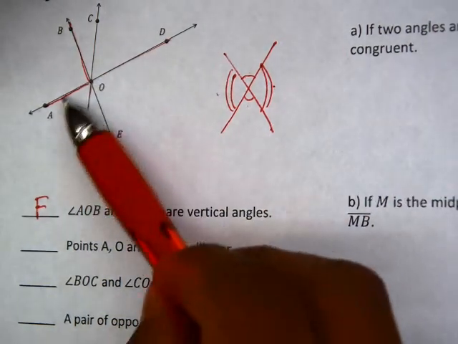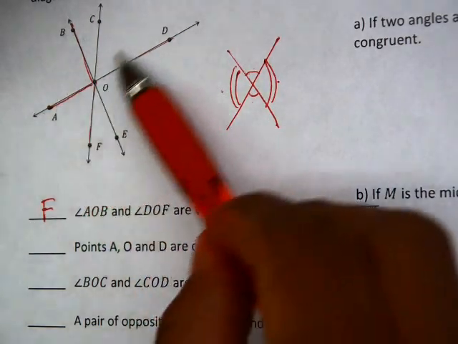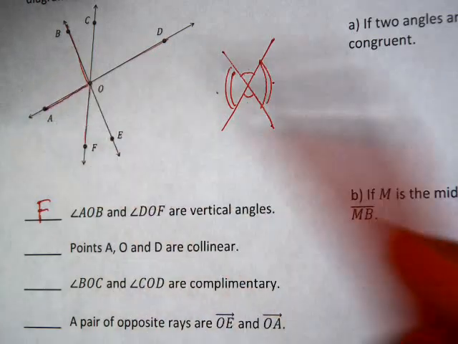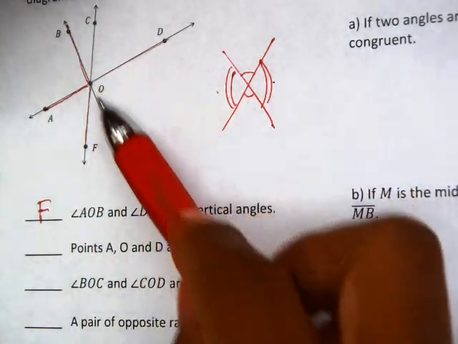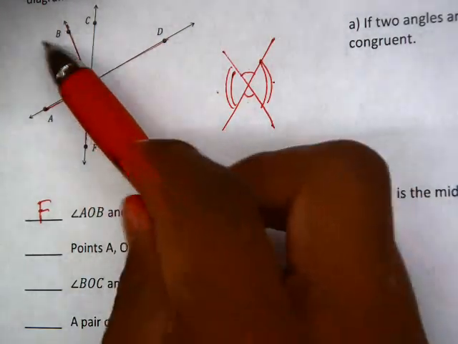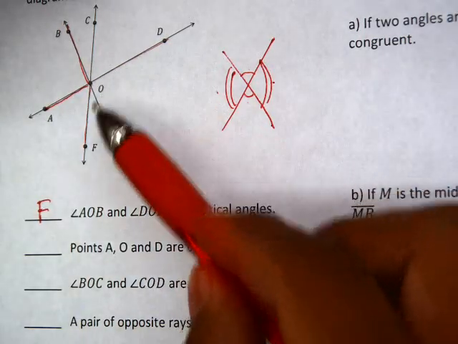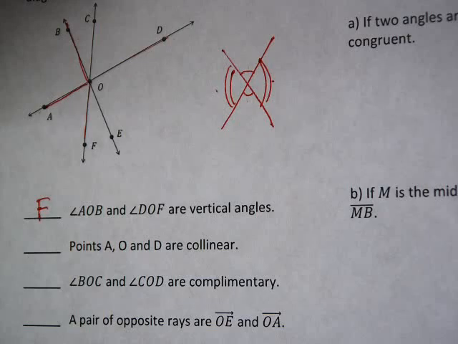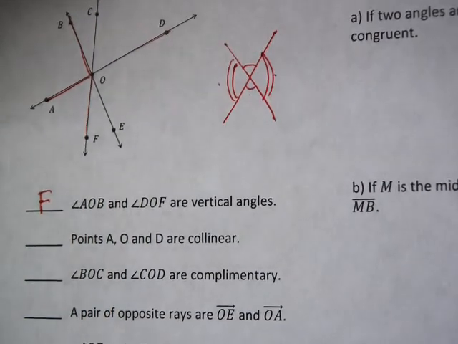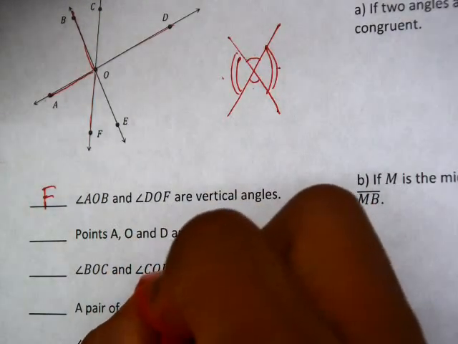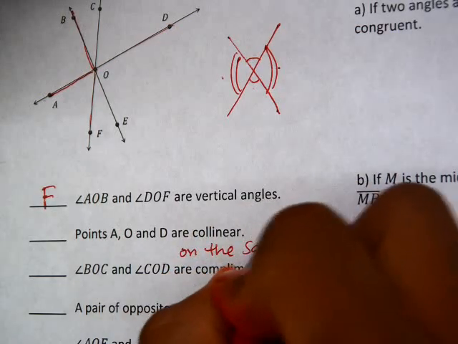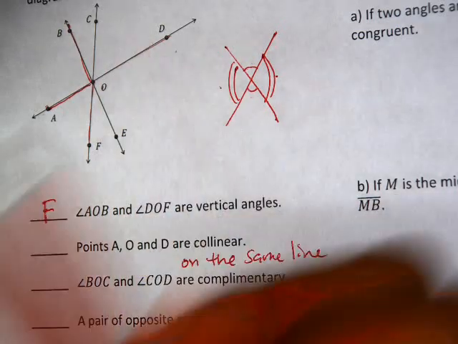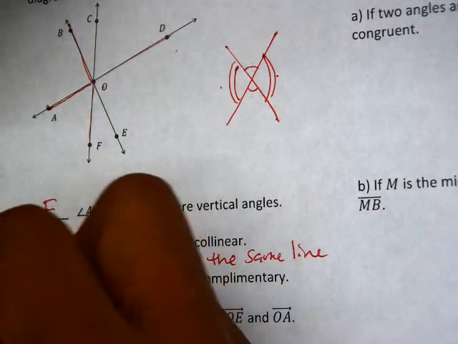These weren't vertical angles because they weren't two lines intersecting. So here's one line, there's the other, and it went like this. To be vertical angles, you need to make a shape like this. So AOB would be vertical to DOE. Those are vertical angles, not DOF. Points A, O, and D are collinear. Collinear means on the same line. So A, O, D are all on the same line. So that is true.